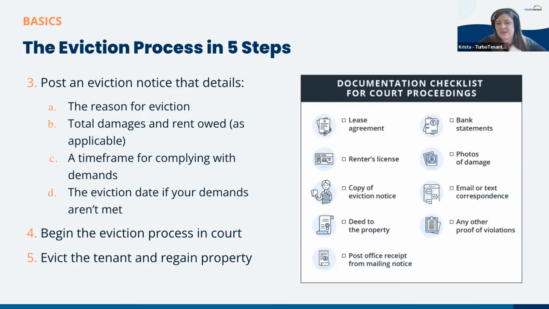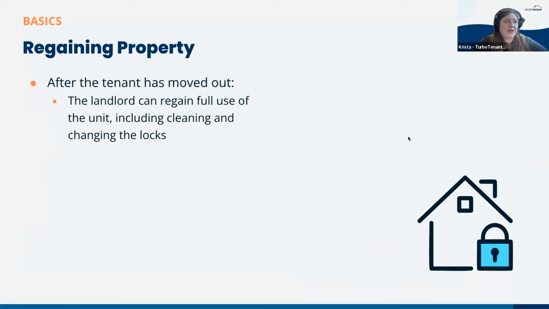If it's not, you're going to begin the eviction process in court. So that is when you'll use all of these documents that we have on the right-hand side, gather them together, bring them to court. And then you start that process, which can take a bit of time, but we'll discuss that later. Once you can successfully evict the tenant, you can then regain property. Regaining property can mean that you can change the locks, you can clean the unit, but bear in mind, if your tenant has abandoned their items there, you're going to have to tend to those. Don't worry though, we have a question and answer for you at the end of the presentation to explain how to approach that situation.